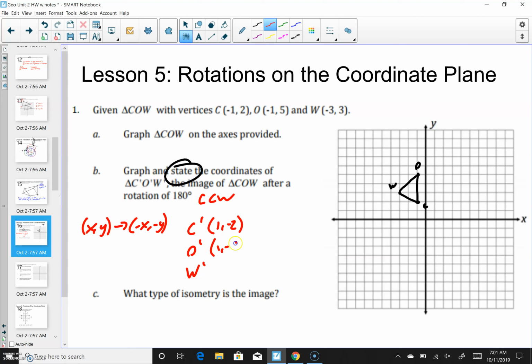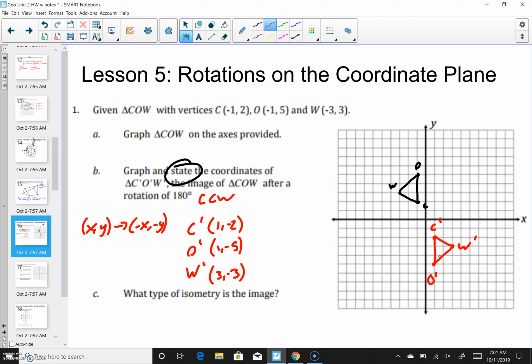And you end up with the coordinates (1, -2) for C prime. You end up with (1, -5) for O prime. And you end up with (3, -3) for W prime. So we go (1, -2), there's C prime. (1, -3), (4, 5), there's O prime. And (1, 2, 3), (1, 2), and there's W prime.